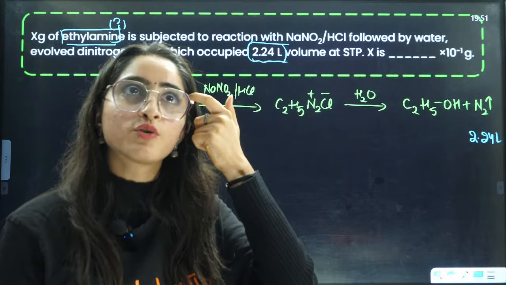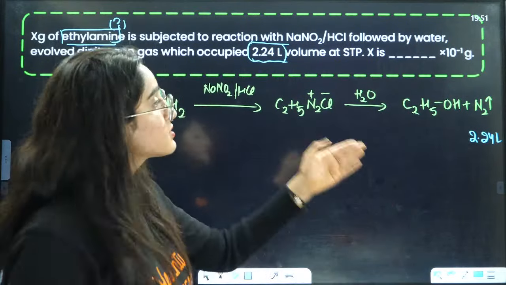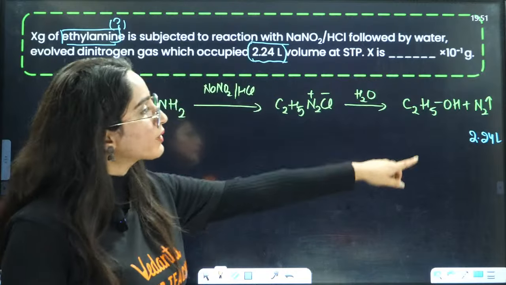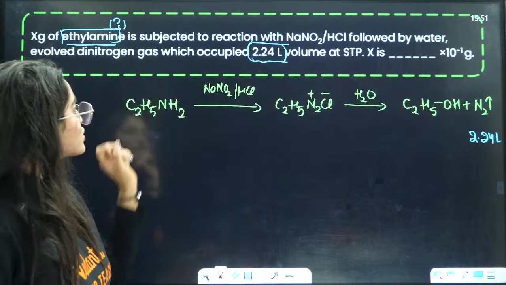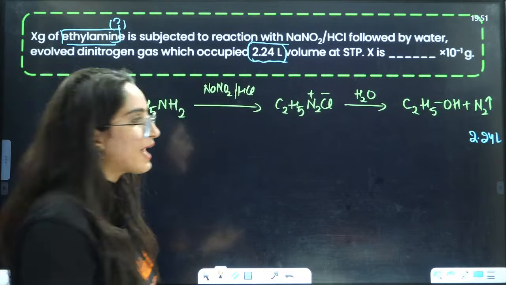That is why students will say, ma'am, that question was really tough. Very tough question, but such a simple question. So here, what you will do, can you calculate? This is 1 mole, this is also 1 mole. So by using stoichiometry, we can apply the answer, right?